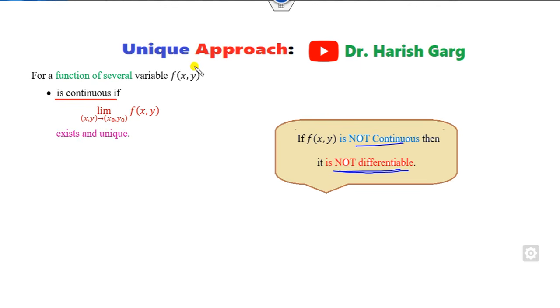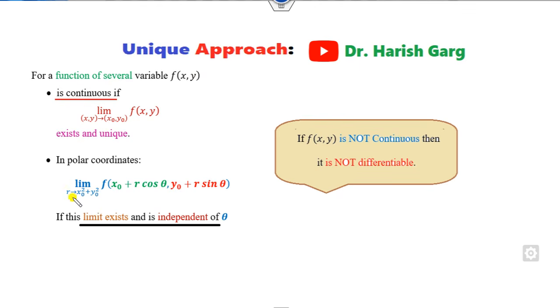However, if you have the function in polar form, then you have to take the limit as r goes to the center, that is (x naught, y naught). If this limit exists and is independent of theta, then only you can say this function is continuous, otherwise not. Again, if the function is not continuous, then we can say the function is not differentiable.